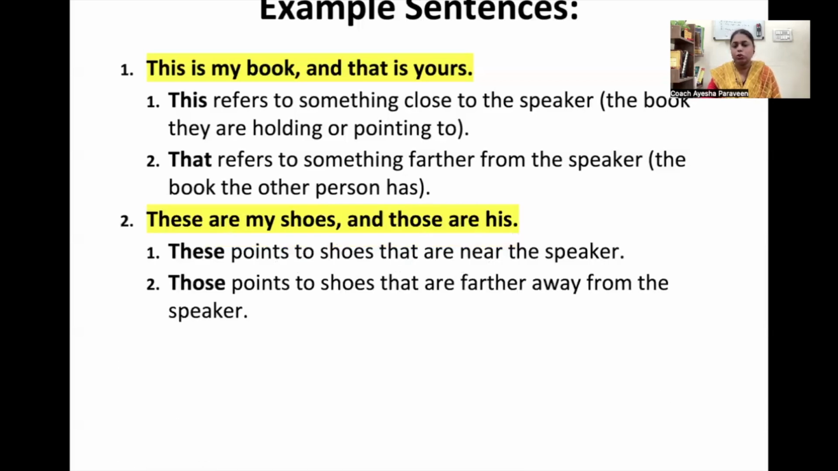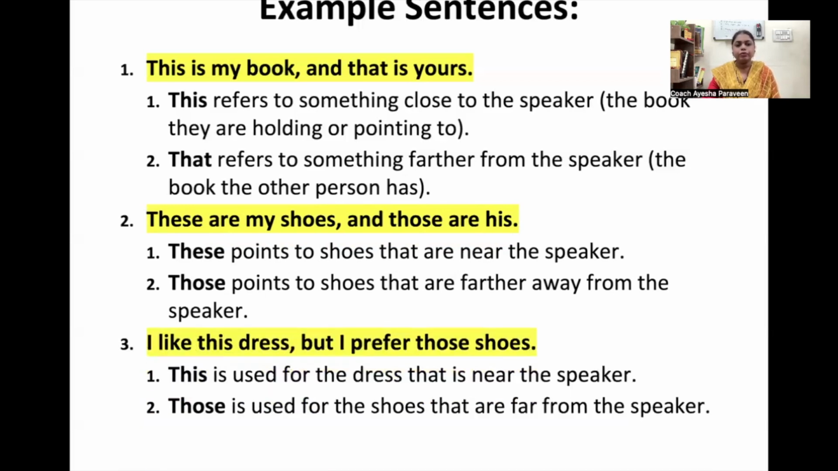These are my shoes. These means more than one. These are my shoes and those are his. These point to shoes that are near to the speaker. Those point to the shoes that are farther away from the speaker. I like this dress, but I prefer those shoes. This is used for the dress that is near to the speaker. Those is used for the shoes that are far from the speaker.